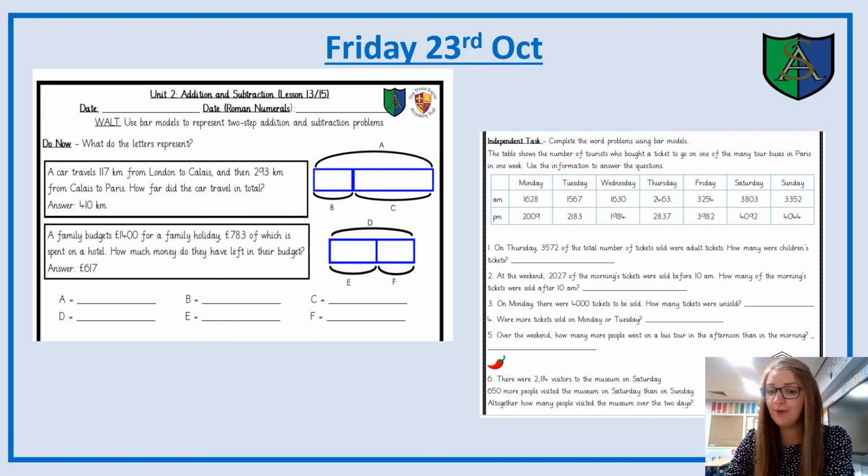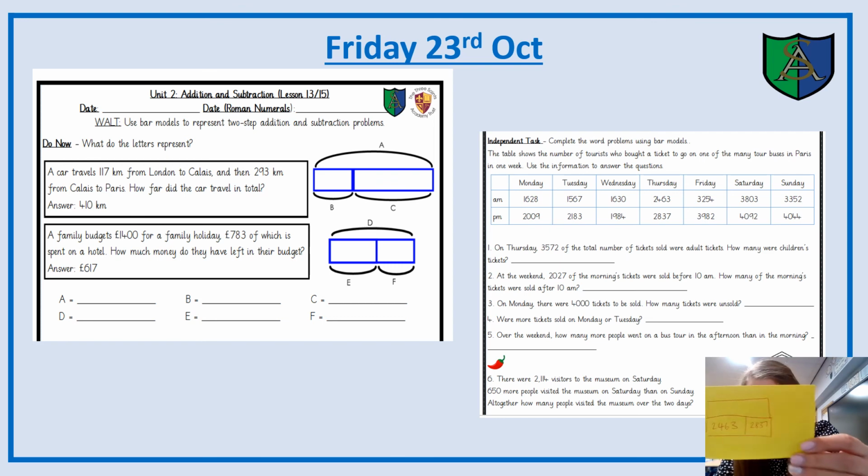I could draw two bar models to show you what I've just done. My bar model would first be an addition. So I would have 2,463 add 2,837 to equal my whole. So my first bar model would look like that. Part add part equals whole.